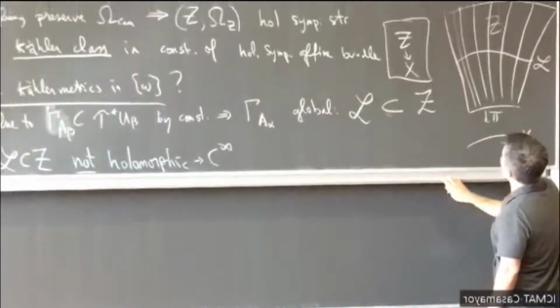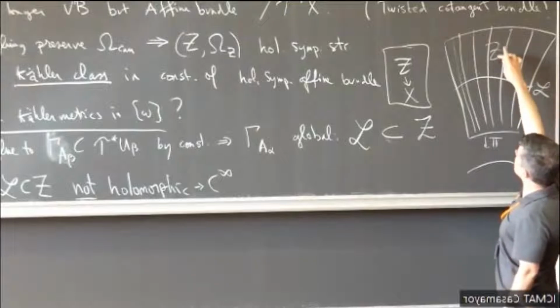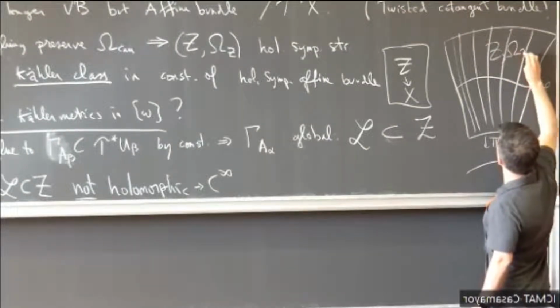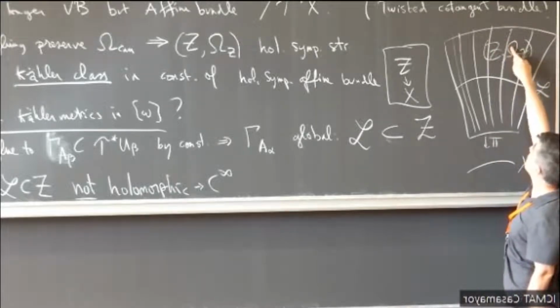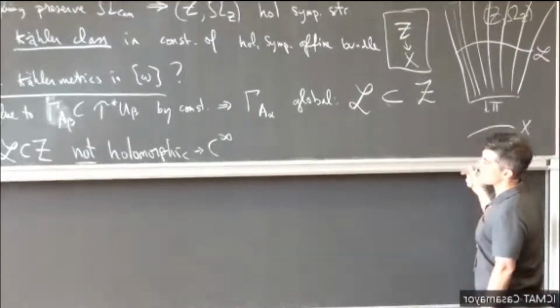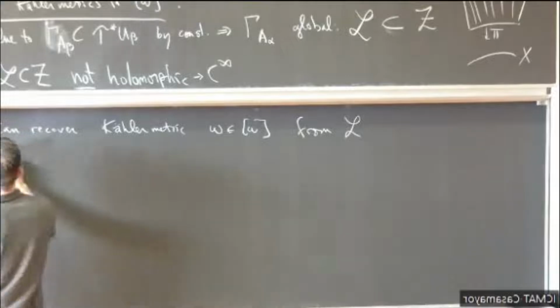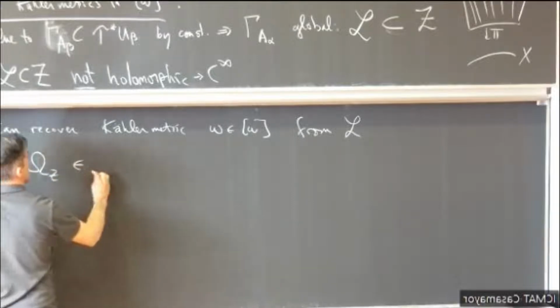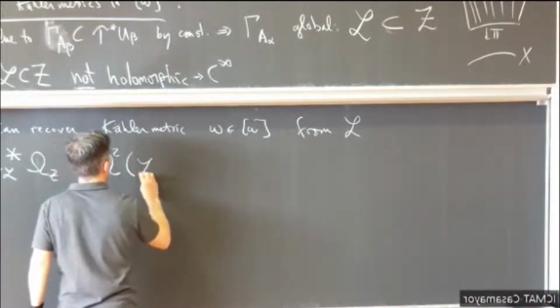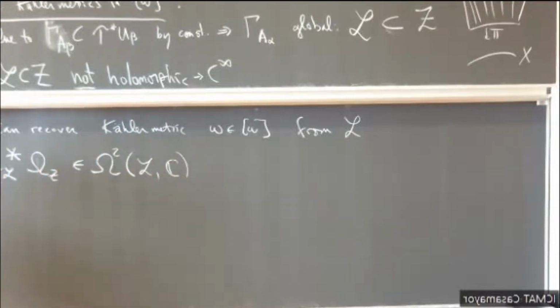How? Well, we need to look at the ambient space. The ambient space, remember, is holomorphic symplectic. And therefore, this holomorphic two form, I can restrict it, I can pull it back to L. This is the inclusion map of L into Z. And I can pull back omega Z and get a two form on L. And the claim is that this two form is a way of recovering the Kähler metric.